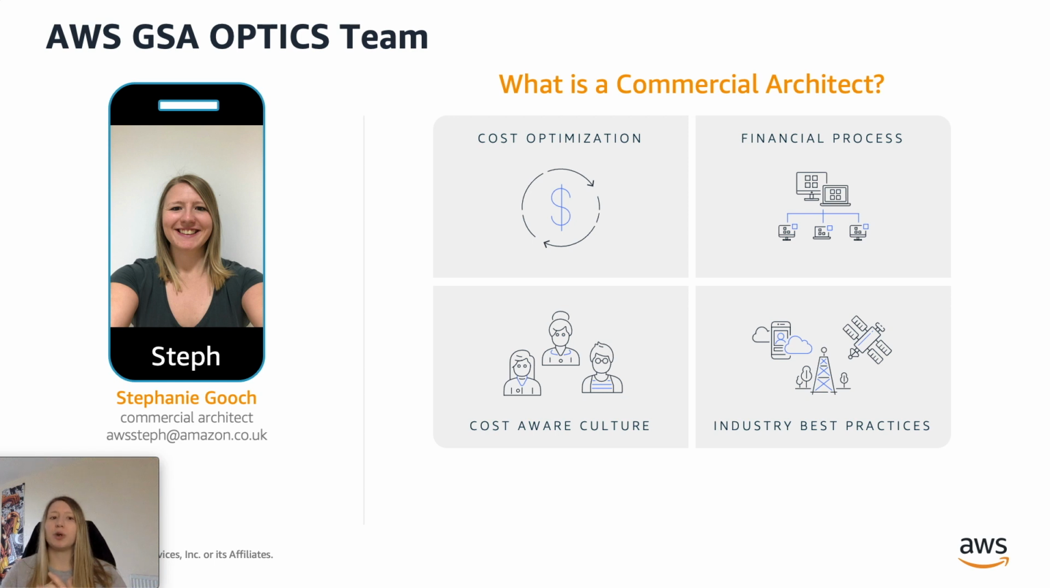I work in a team called Optics and we look after global strategic accounts, and I mainly focus on telco customers at AWS. So what does a commercial architect actually do? Well, there are four main areas. First, cost optimization, a favourite amongst customers. We help identify savings for customers and make sure that they stay on track to optimise their spend at AWS. We also look at helping them develop financial processes. Some customers that have moved to the cloud are unsure about the new flexibility of purchases or how to do things like chargeback, and we can help them with that.